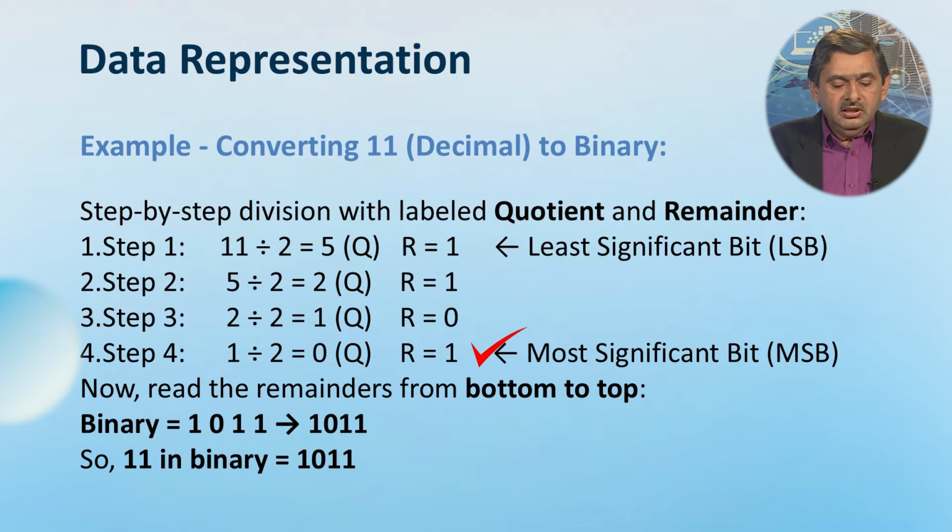In last step, we will divide 1 by 2, but as we know that 1 is smaller than 2, we will get the quotient 0 and the remainder will be 1. So, we will get the least significant bit, which will come on the right side, and the most significant bit, which will become on the left side. So, binary equivalent of decimal number 11 will be equal to 1 0 1 1, as you can see in the slide.